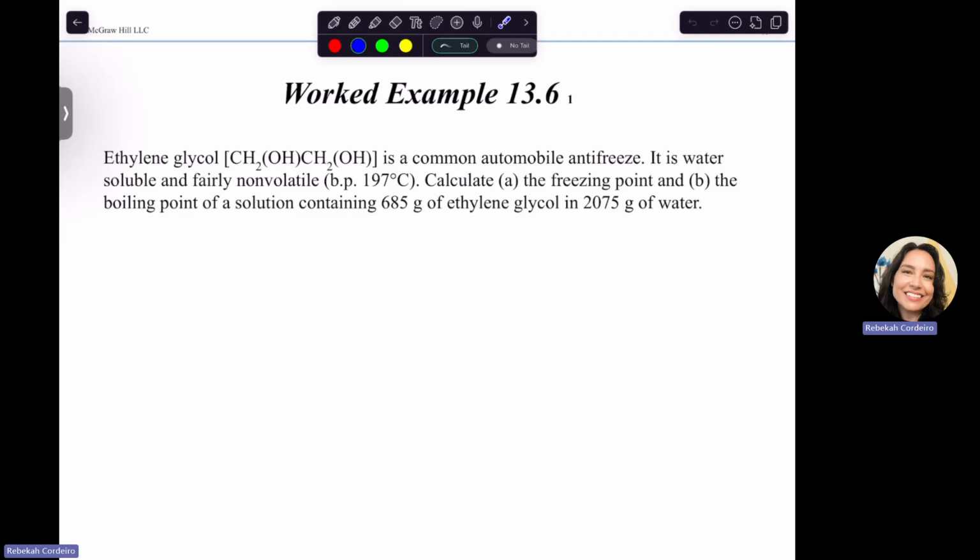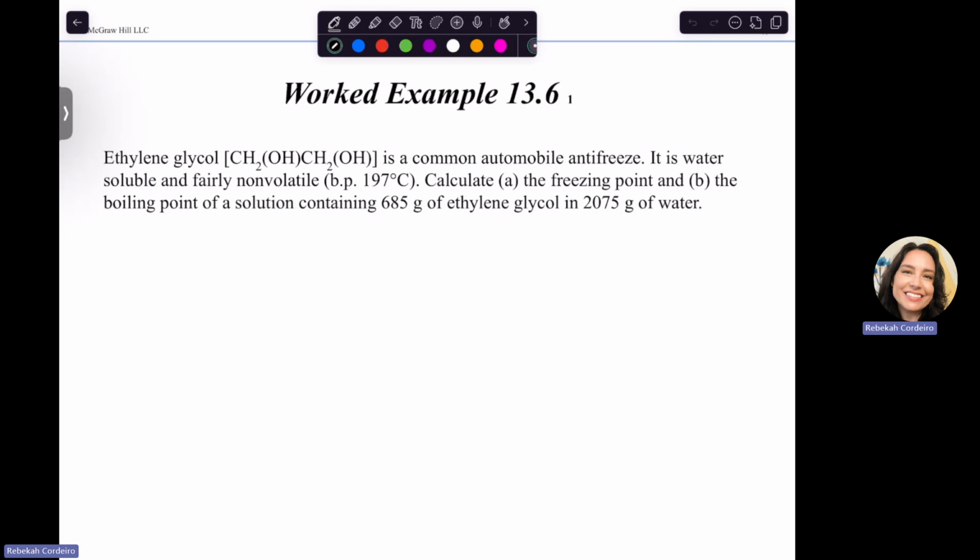So ethylene glycol is an antifreeze, water-soluble and fairly non-volatile, meaning it has a boiling point that's pretty high. Calculate the freezing point and the boiling point of a solution containing 685 grams of ethylene glycol in 2,075 grams of water. See if you can use your formula sheet to find an equation that would work for this. And in the formula sheet, you have an extra letter we haven't looked at yet in your equation. So just ignore that letter for now and use the formula.